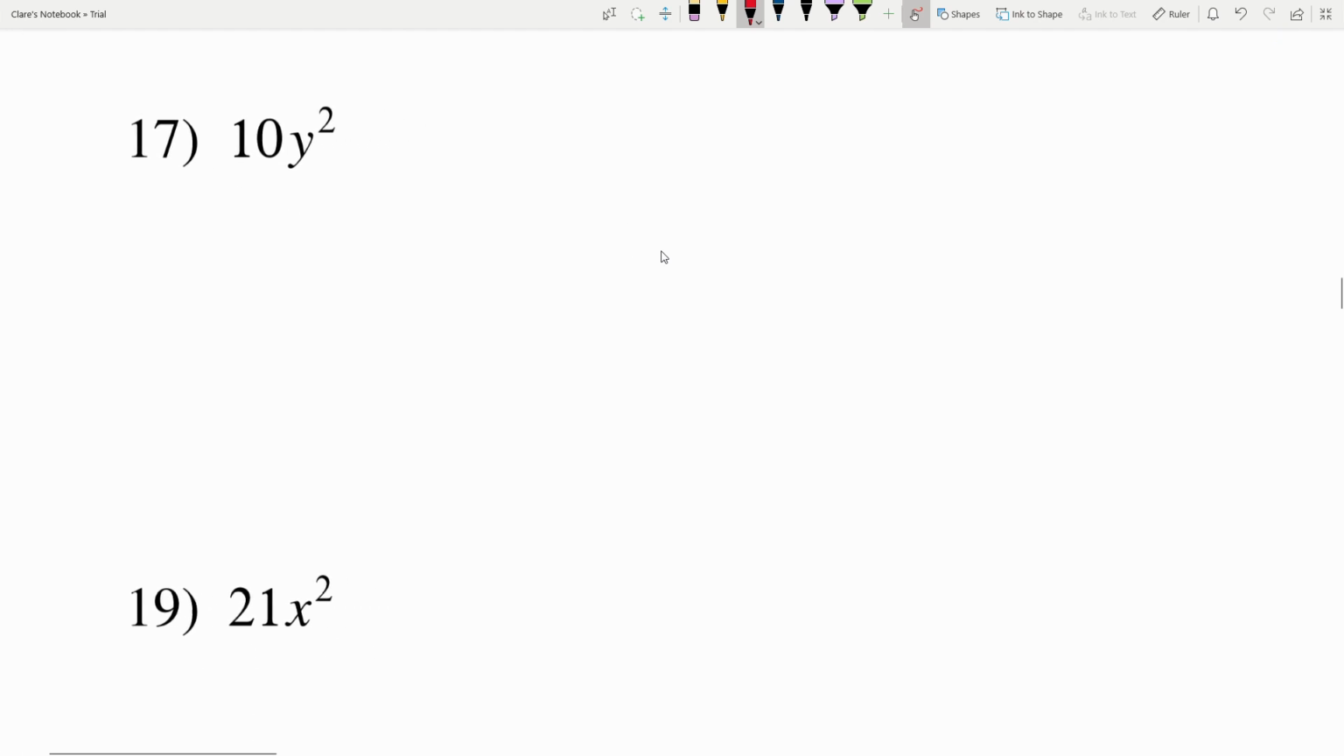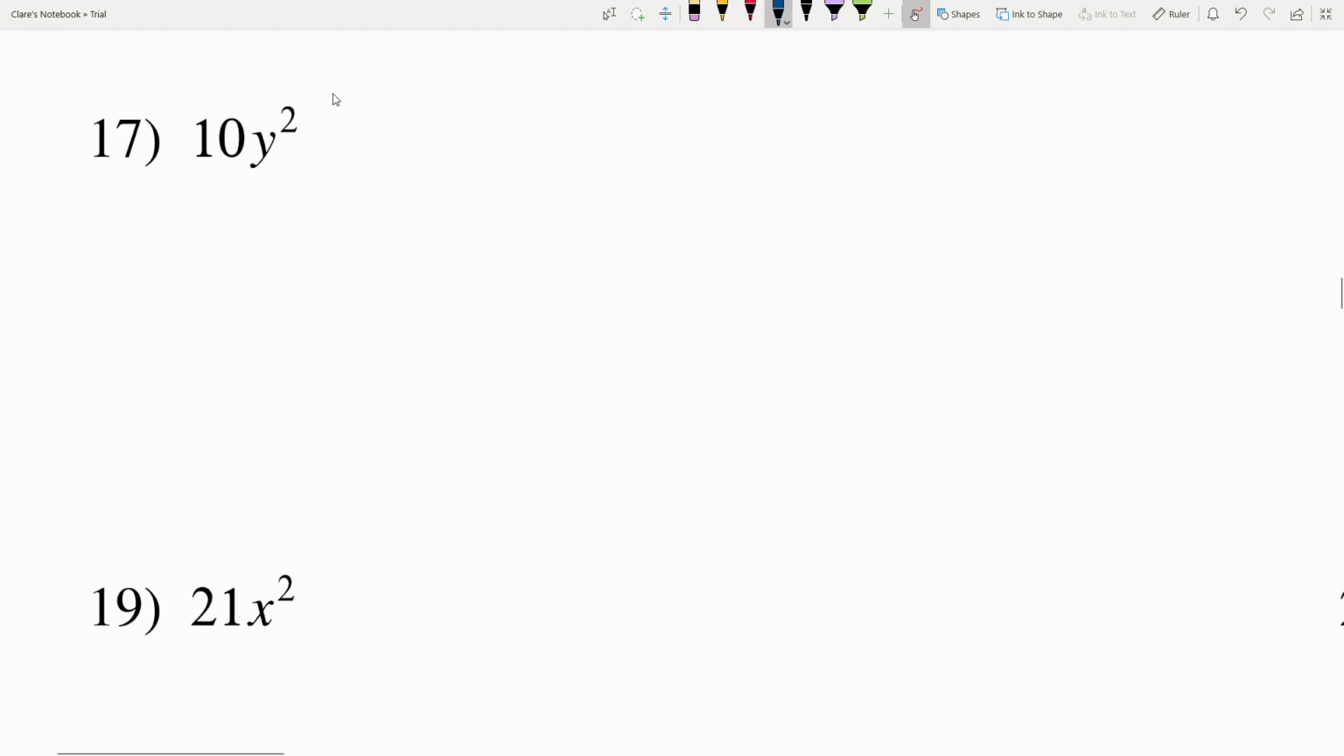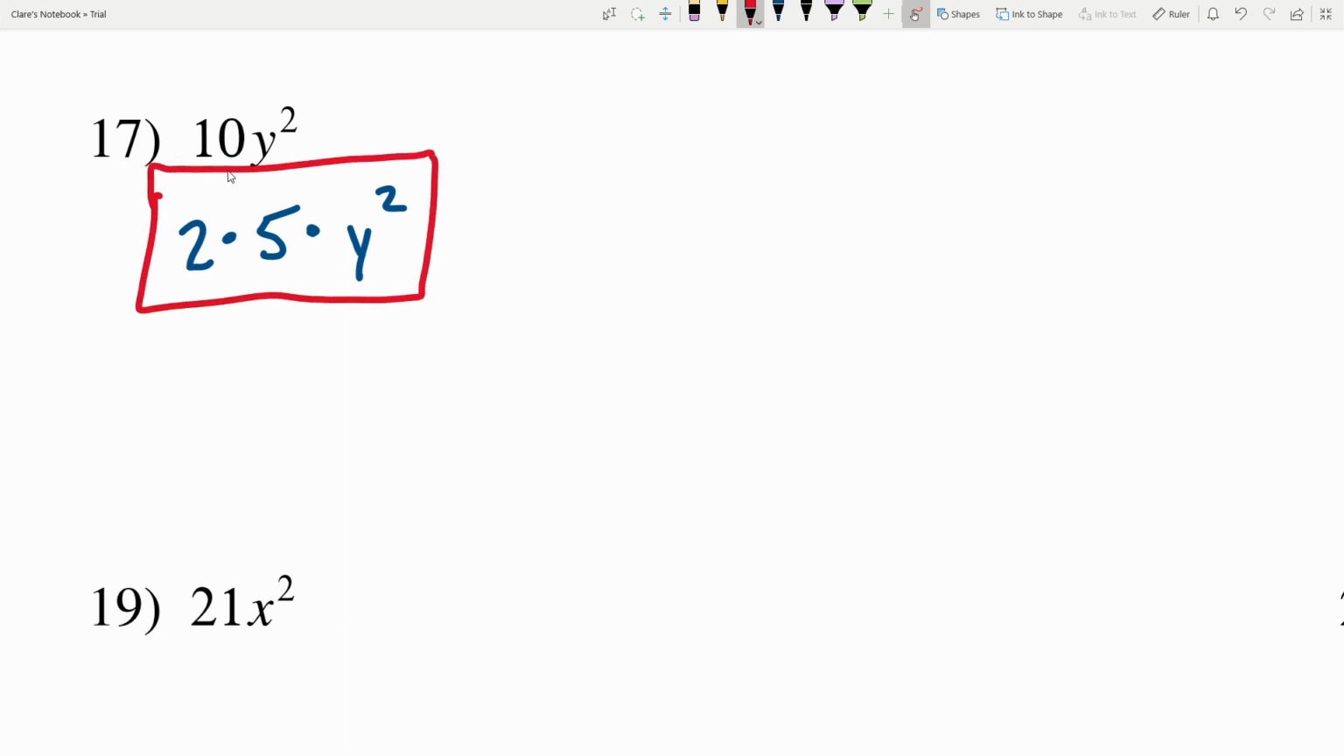In number 17, I have 10y squared. Now, I can have exponents, so I'm going to leave y as y squared. So I'm just going to work with my 10. That's going to be 2 times 5, and that gets multiplied by y squared. Now, because 2 is prime and 5 is prime, and y squared could be written as y times y, but when simplified, that's still y squared. This is my prime factorization in number 17.